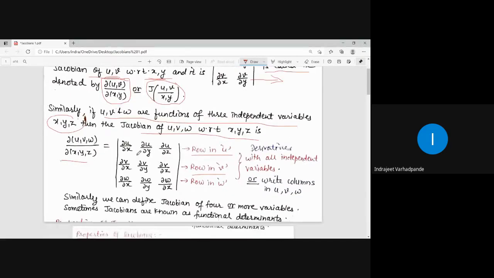So this is how we have to write down the Jacobian. How to read this? Jacobian of uvw with respect to xyz. Similarly, we can define the Jacobian of four or more variables. Jacobians are known as functional determinants.